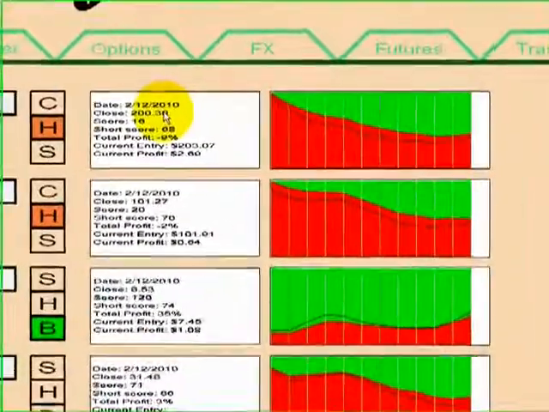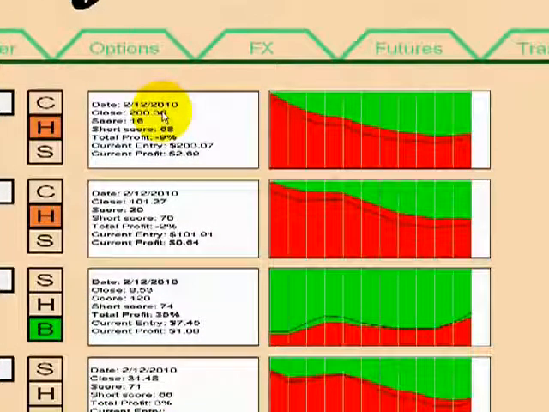To the right of that is a data box that displays some of the statistical data for that stock. The date shows the last update date for the data. The closing price, the score, the short score, how much profit it has made, what the current entry is if it's in a trade, and what the current profit is. And to the right of that is the graph of the signals.